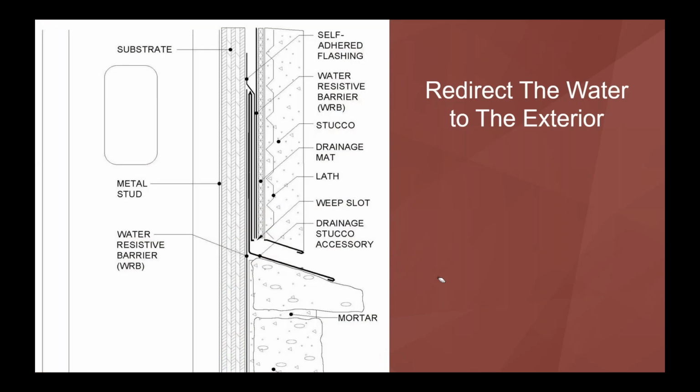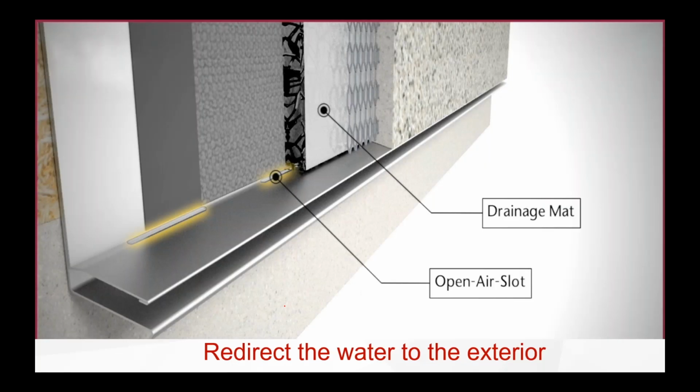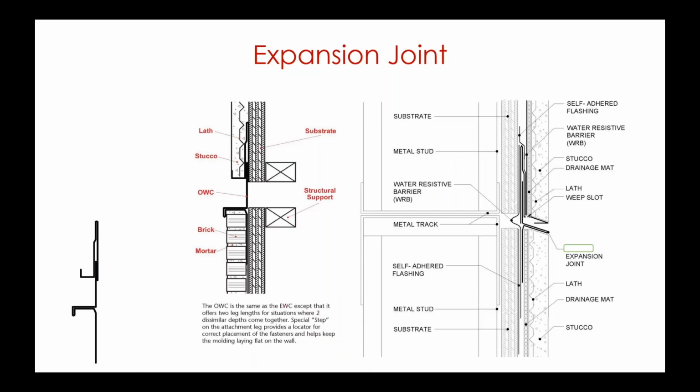Here's a better picture of it. So again, our brick is down here, yes, we have a water resistant barrier here. We've got our flashing here. But we're going to counter flash everything into this and out through here. So we're not allowing water that's up here to get down into here. Same thing here, you've got these open air slots. Open air slots can allow air in and water out, redirecting water to the other side.